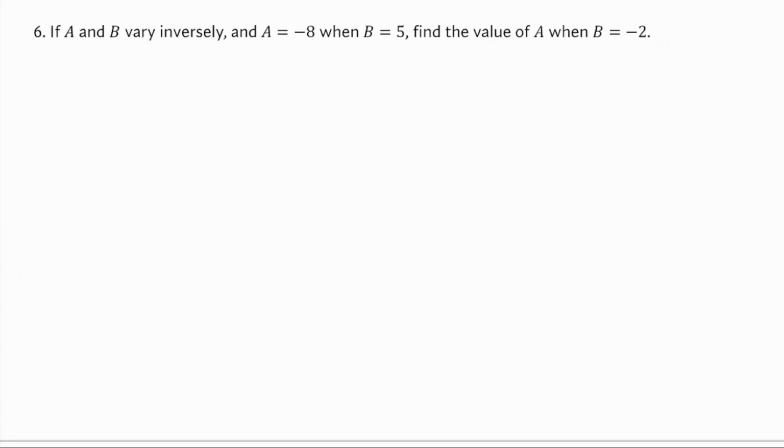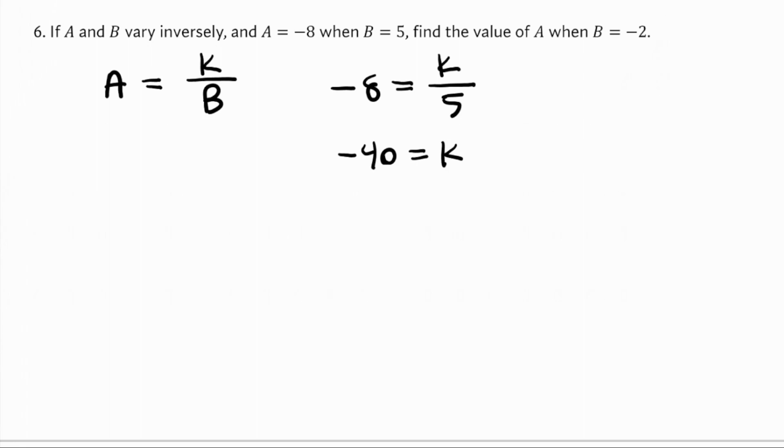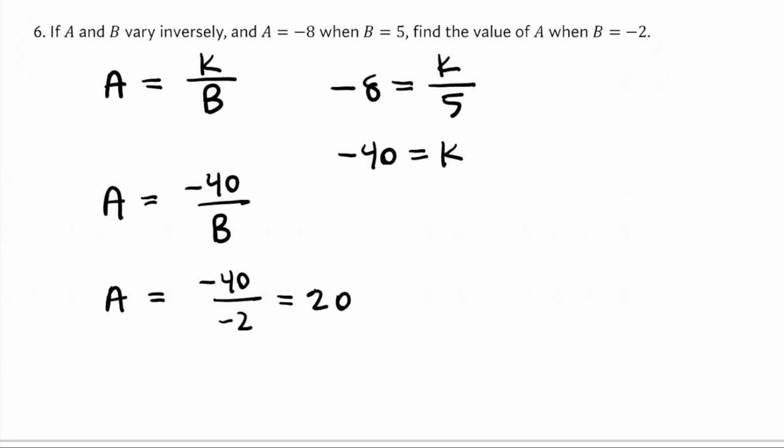And the last one I've got is a and b are varying inversely. Okay, so we know that means a is some number divided by b. And a equals -8 when b equals 5. Multiply both sides by 5 and say -40 equals k. So a equals -40 divided by b. And we're finding the value of a when b is -2. Okay, well, so a is going to equal -40 divided by -2, which is going to be +20.